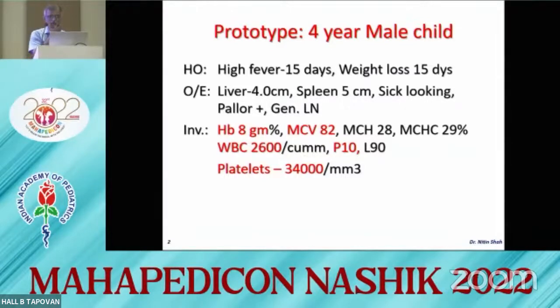He's got moderate anemia, which is normocytic, normochromic. So surely it is not a nutritional cause. His WBC counts are extremely low. Whenever you have a WBC count, make it a habit to count the ANC, absolute neutrophil count, and ALC, absolute lymphocyte count. And you can see here, 10% neutrophils make the ANC only 260, normal being at least 1,000, ideally 1,500 plus. So obviously, this child has severe neutropenia, and the platelets also are 34,000. So it's a true pancytopenia, which is severe.